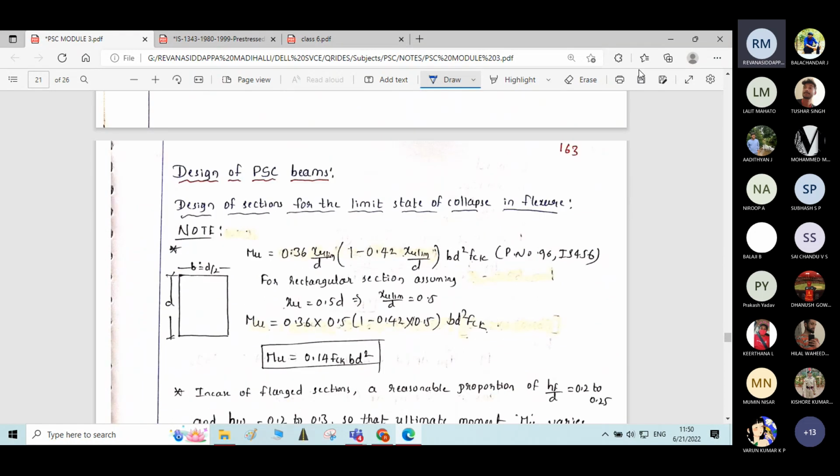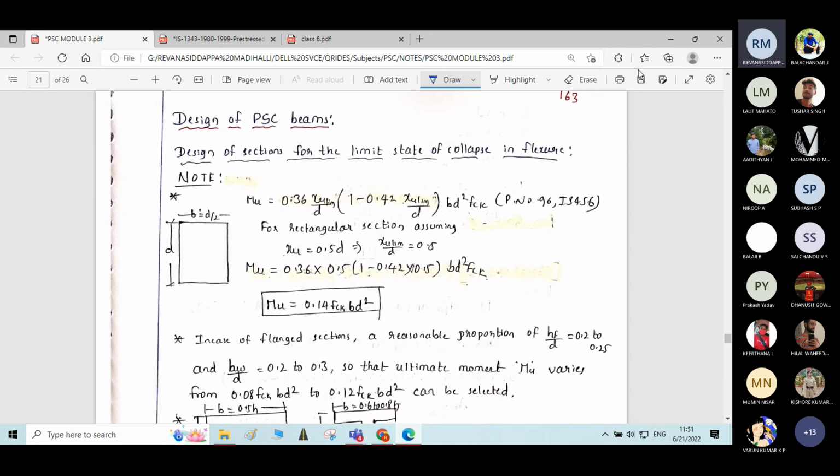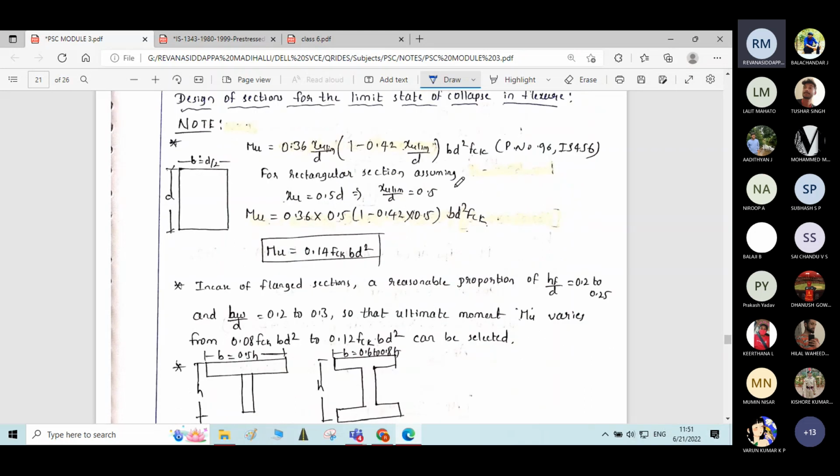Whether it may be rectangular, or T section, or I section, we have to follow some guidelines for designing a PSC beam. Design here means deciding the cross-sectional dimensions and deciding the area of pre-stressing steel required. We know the formula for finding the moment of resistance from IS 456. For designing the PSC beam, the same principle we follow for design of RC sections will be followed. That is why the formula from IS 456 is taken.